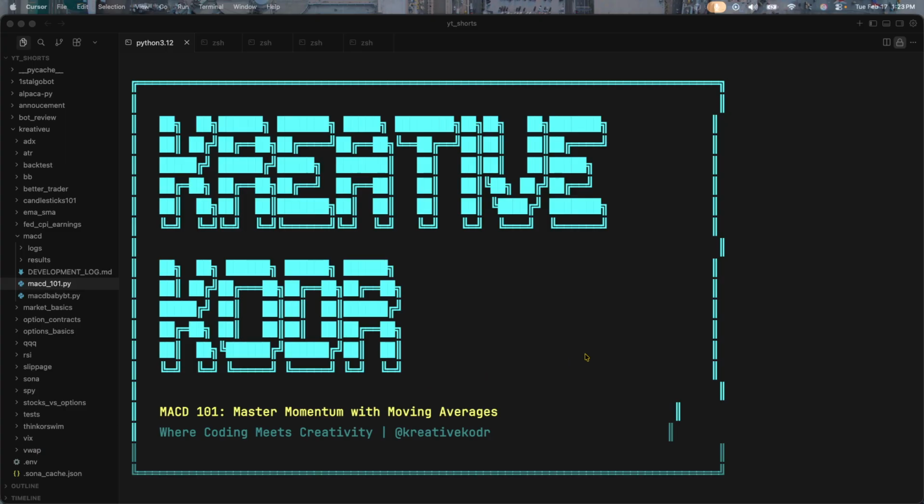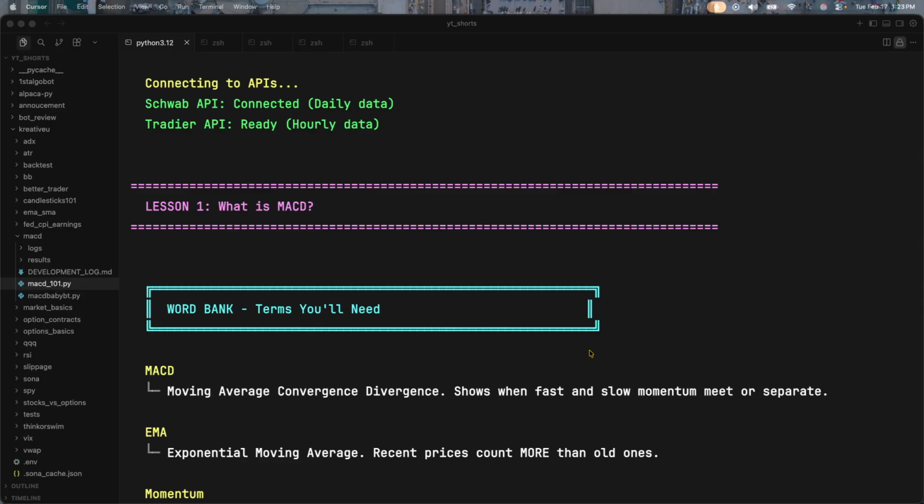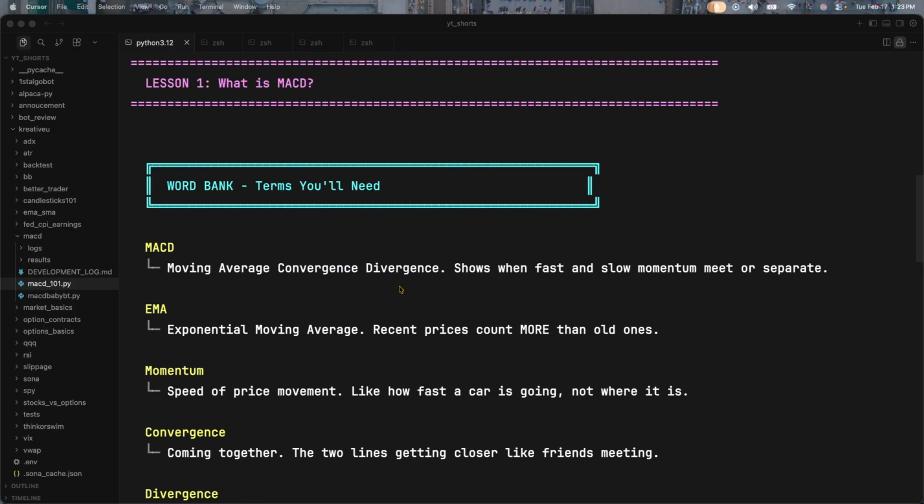So let's go ahead and jump in. Let's go to our first lesson. Our first lesson is understanding what MACD is. MACD is the moving average convergence divergence, right? Convergence: how close is it to coming together? Divergence: how close is it to going apart? Moving average: the average cost of the particular asset that we're looking at. So, moving average convergence divergence.